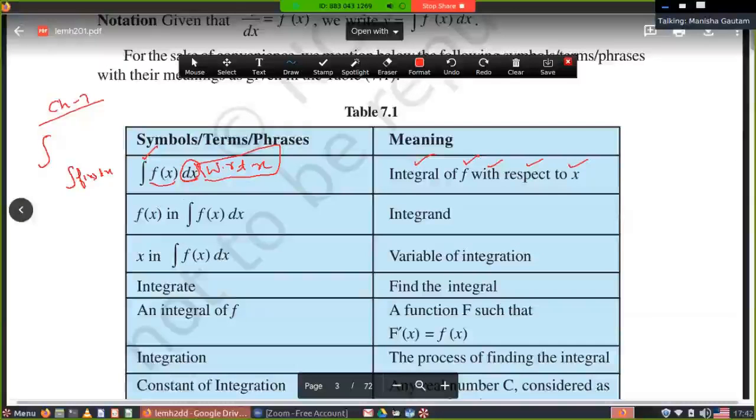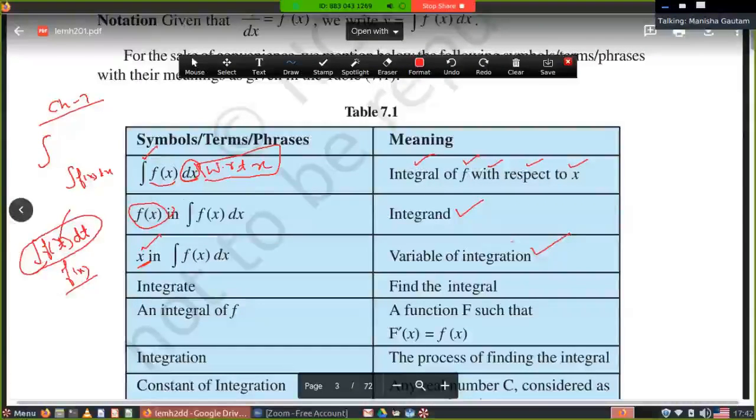Now here f(x) is known as the integrand, and x is the variable of integration. In many questions it may be changed. Maybe here is a function f(t), then it will be written that with respect to t you have to integrate the function. Here the function is f(x), so we are integrating with respect to x. Here x is known as the variable of integration. In this other case, t is the variable of integration.